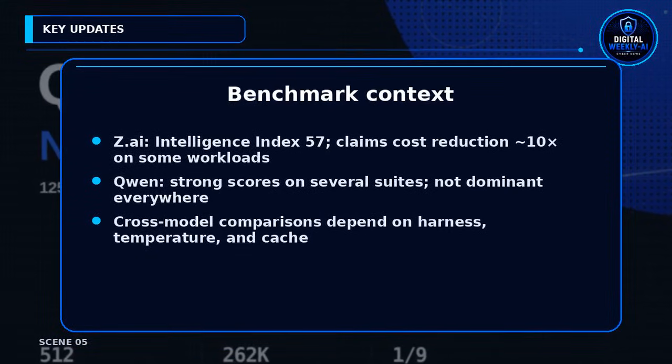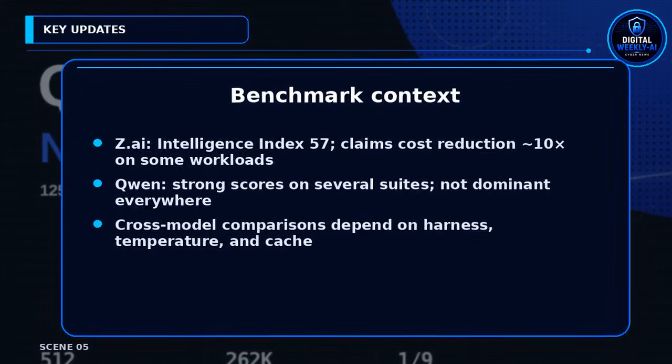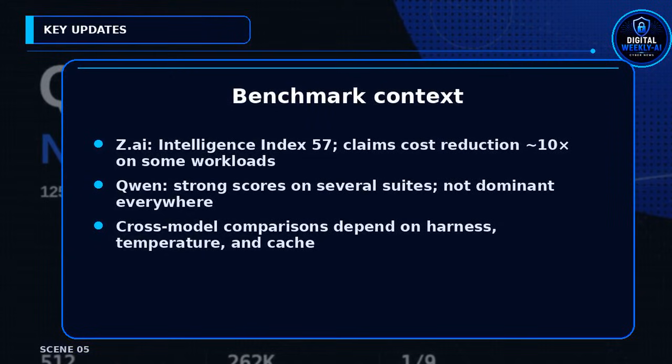Benchmarks are vendor reported and setup dependent. Z.AI reports an intelligence index of 57 for GLM 5.3. They claim roughly 1/10 the cost versus their earlier model on some workloads. Qwen reports top scores on several benchmarks but not universal leadership.